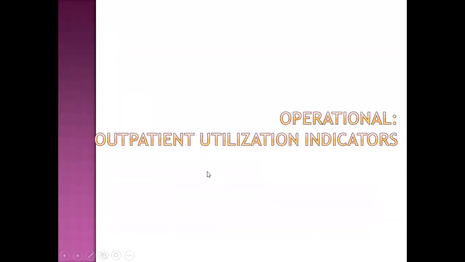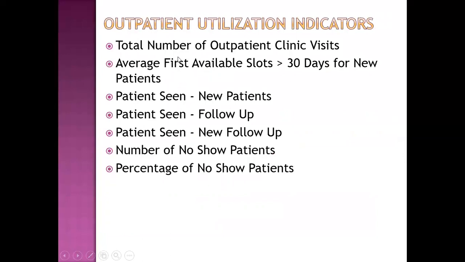Then outpatient utilization indicators: total number of outpatient clinic visits, average first available slot more than 30 days for new patient seen, follow-up patient seen, new follow-up seen, number of no-show patients, percentage of no-show patients.